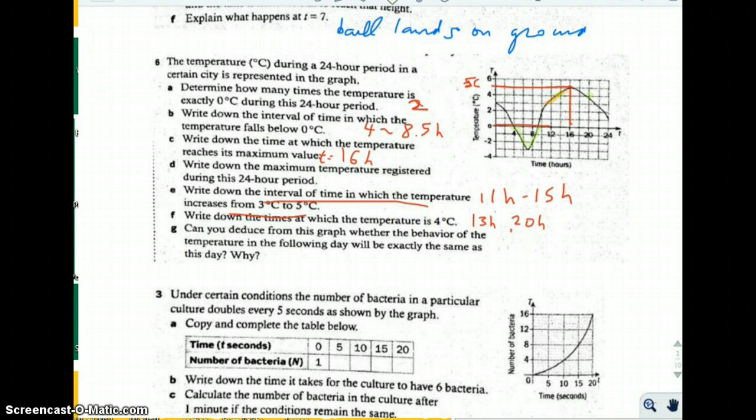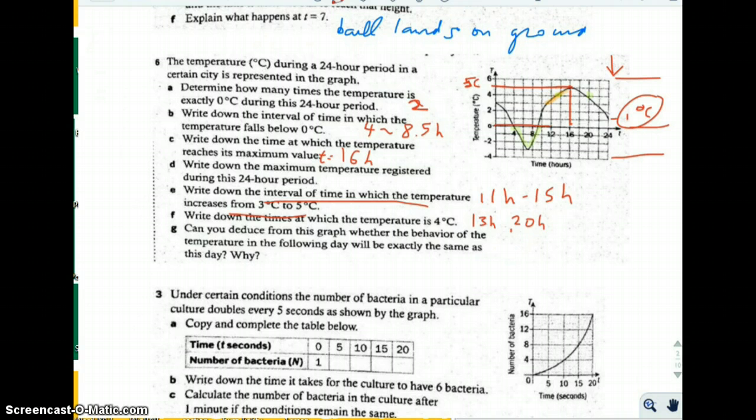About. Okay, can you deduce from the graph whether the behavior of the temperature in the following day will be exactly the same as this day? Why? Well, let's see. Does this graph say anything about the following day? Well, if you imagine that this graph continues, and this would be the start of the next day, what would be the temperature at the beginning of the day? Well, it looks like it's going to be about 1 degree Celsius, right?